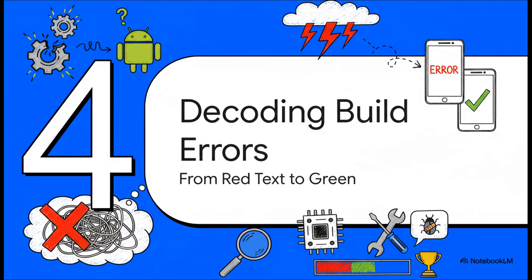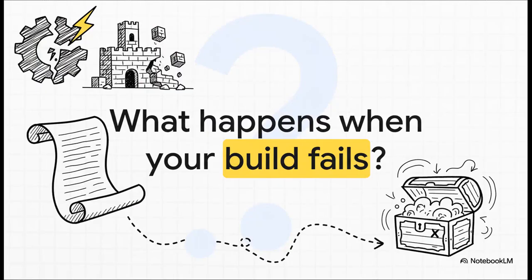But, this is software development. Things don't always go perfectly on the first try. So what happens when things break? Let's talk about troubleshooting. Look, let's be real. At some point, your build is going to fail. It happens to literally everyone.